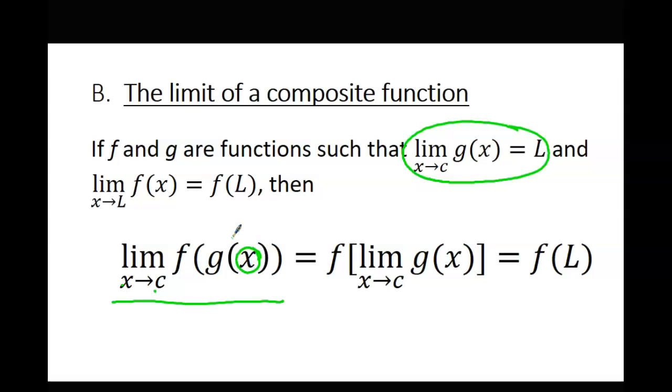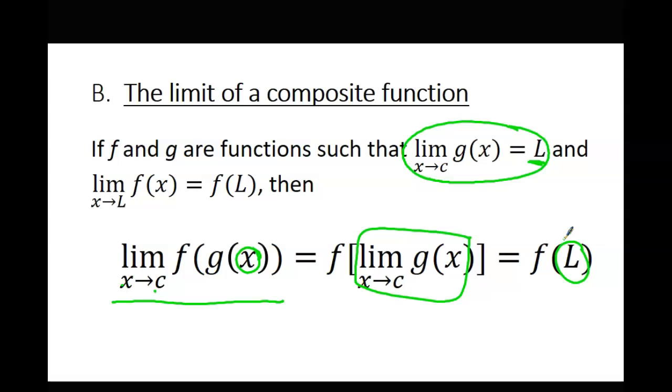So as x approaches c, what we want to find is the limit of g as x approaches c. And whatever you get for that, since we're going to say that answer is L, that's kind of like you're just plugging L into the f function. Okay?